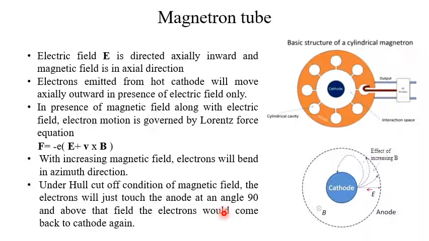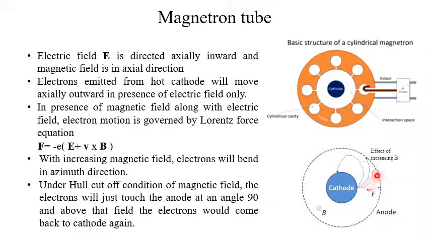Now under the Hall cutoff condition of the magnetic field, the electrons will just touch the anode at an angle of 90 degrees, and above that field the electrons would come back to the cathode again. That means the Hall cutoff condition is the critical condition where the electrons will just touch the anode.